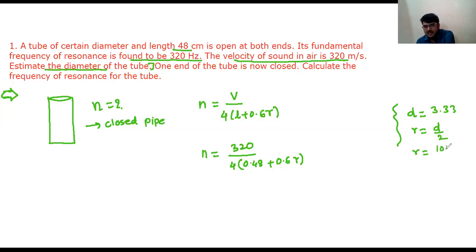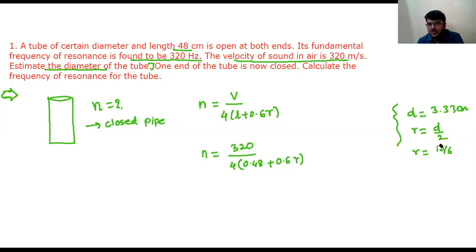Can I write like this, 10 by 6? Because it is 3.33 by 2, you will get same fraction. So substitute here this 10 by 6, into 10 to the power minus 2, because this is in centimeter. So 10 by 6, how much you are getting? You are getting 1.66.